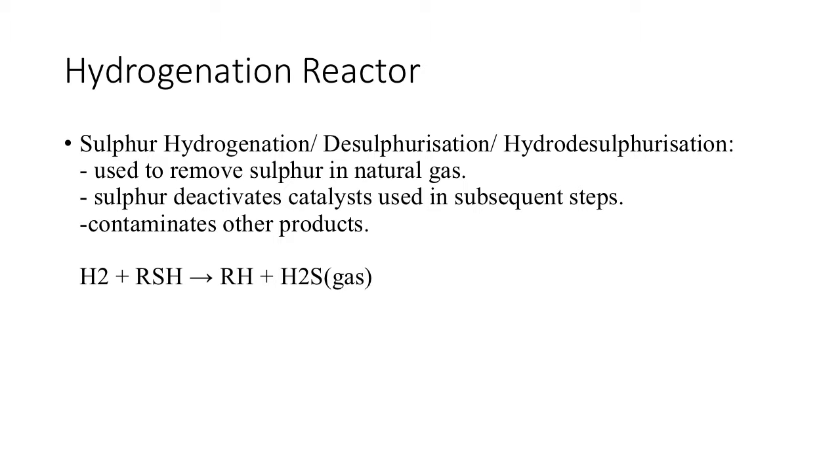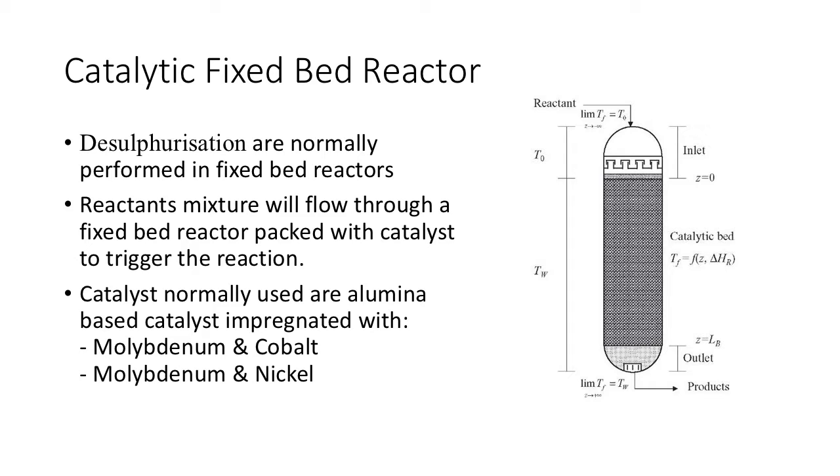The reaction that will be happening in the reactor is as shown in the slide, where hydrogen gas and natural gas will react to form hydrogen sulfide, thus removing the sulfur from the natural gas. The reactor that is normally used will be a catalytic fixed bed reactor, where the reactants will flow through a fixed bed reactor packed with catalyst to trigger the sulfur hydrogenation reaction. The catalysts normally used are alumina-based catalysts impregnated with molybdenum and cobalt or nickel.